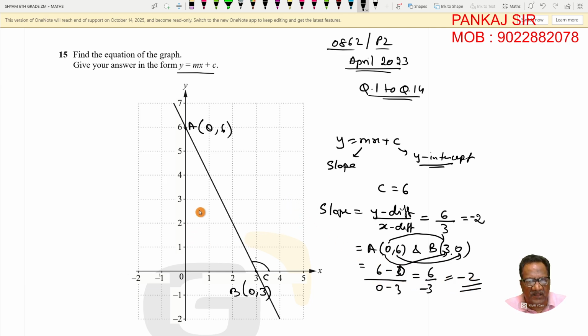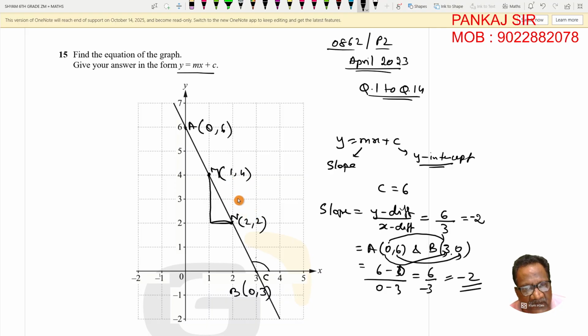So even if I had taken these 2 points, this point and this point, the slope would be the same. Now this point has coordinates 1, 4, and this point has coordinates 2, 2. Suppose this is M and this is N. So these are the 2 points.